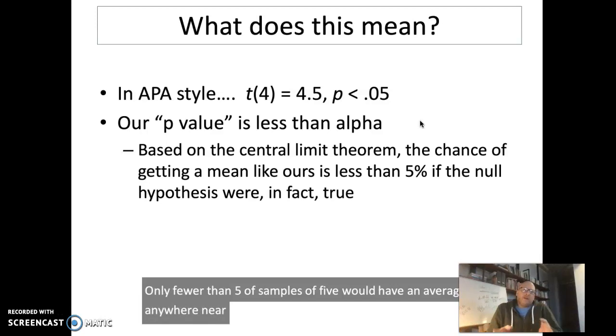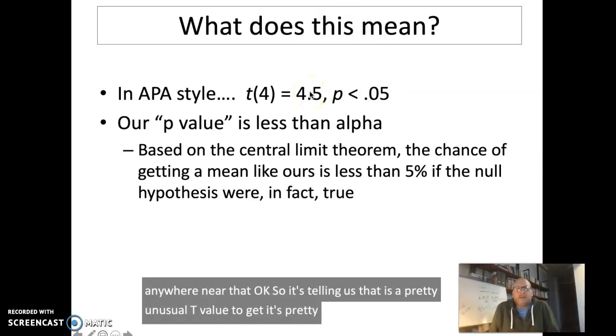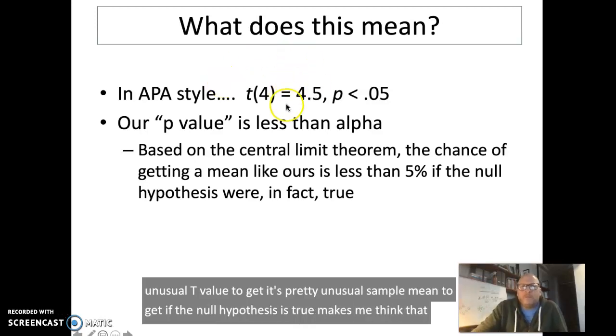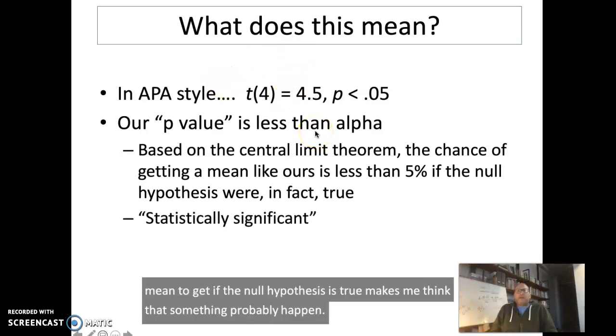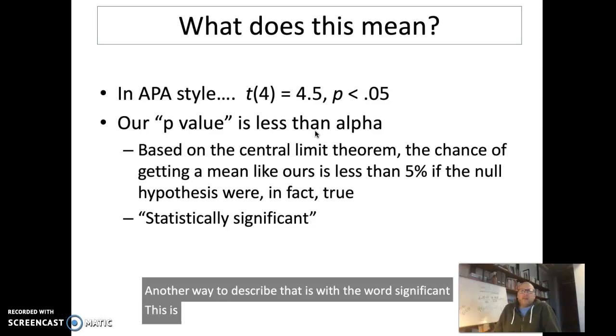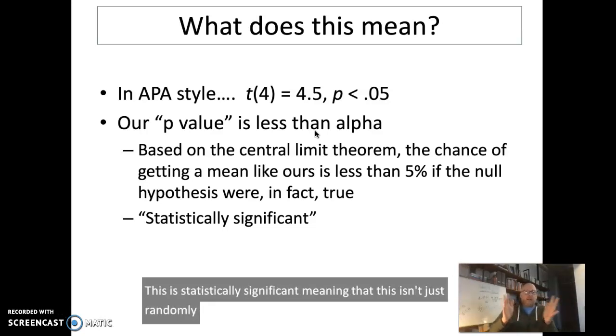Okay, so it's telling us that that is a pretty unusual t-value to get. It's a pretty unusual sample mean to get if the null hypothesis is true. Makes me think that something probably happened. Another way to describe that is with the word significant. This is statistically significant, meaning that this isn't just randomly different. This is something pretty noticeable.